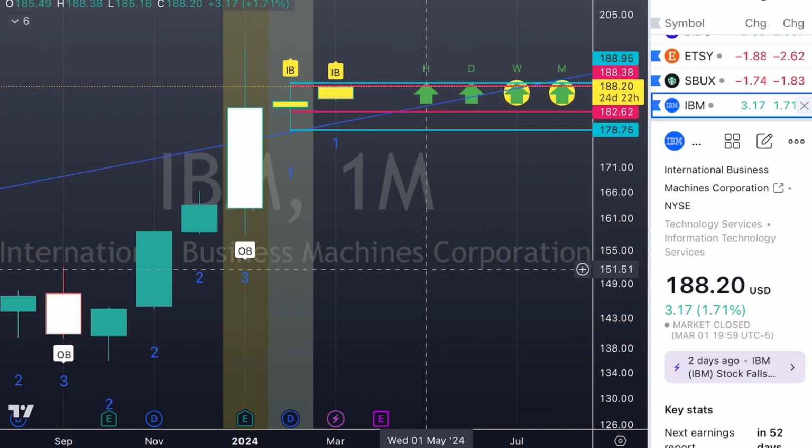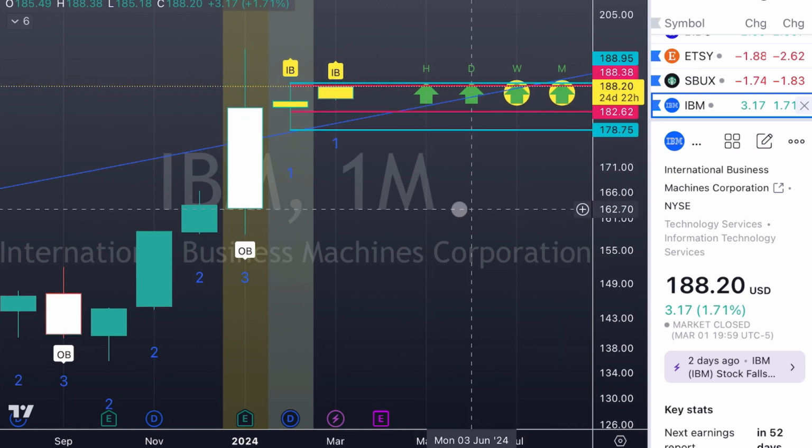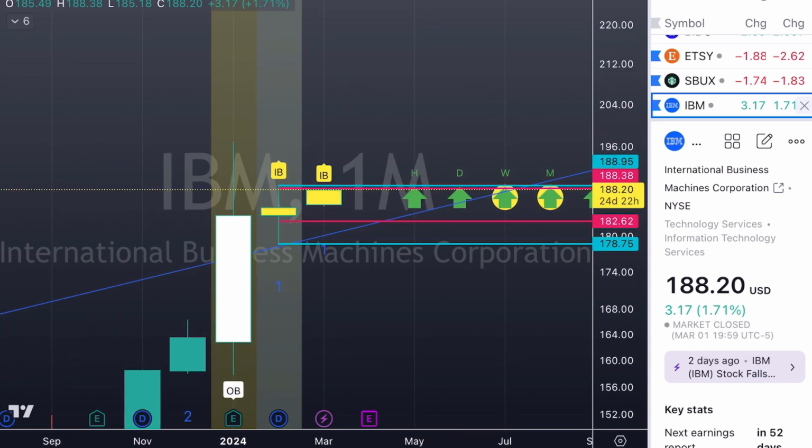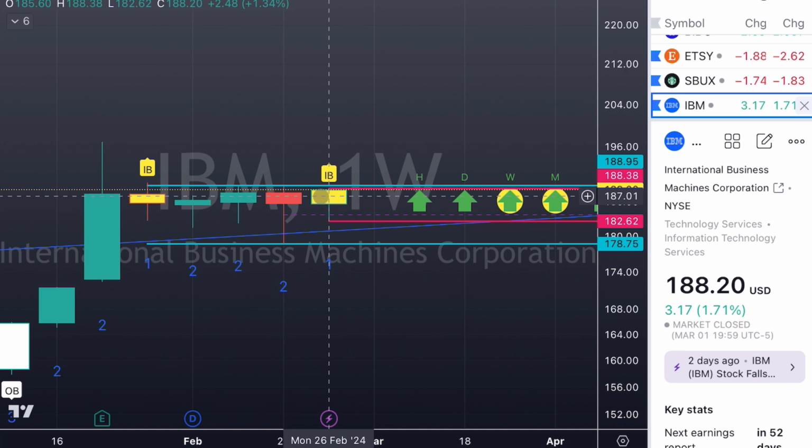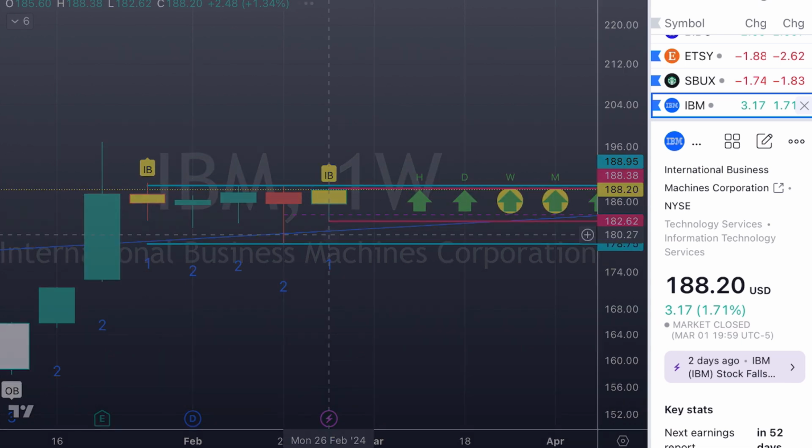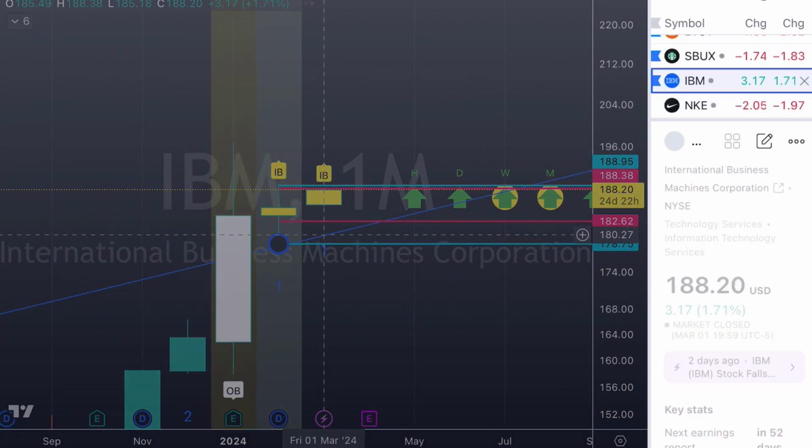Inside bar on IBM. So the calls at 188.95, puts at 178.75. We also have the two pink lines on the weekly. We're looking to break out of that on the weekly as well, so pay attention to that.